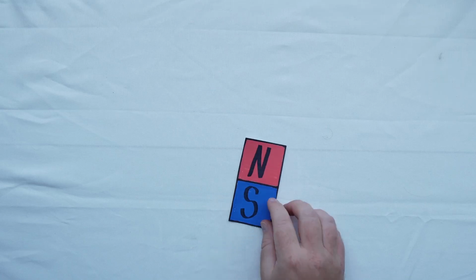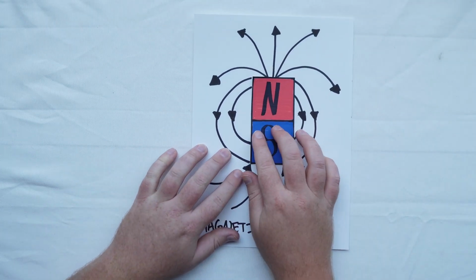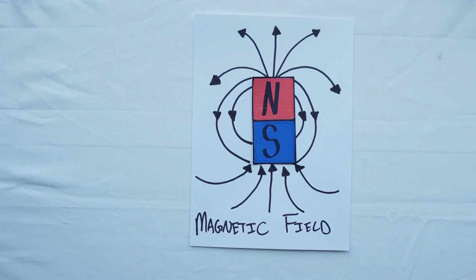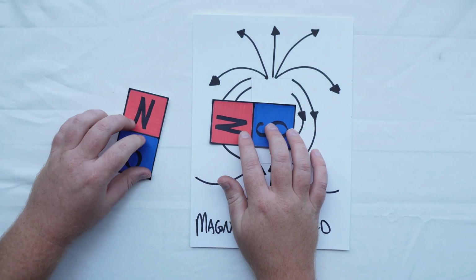To start, let's look at a magnet. Each magnet has two opposite poles, north and south. If we were to draw the invisible magnetic field, it would look something like this. These two poles have an attraction force between opposite poles and a repelling force with the same poles. In other words, north attracts south, but north cannot attract another north.